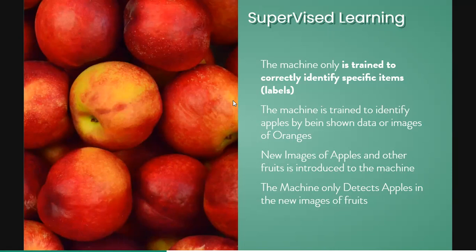So what happens in this process is we show it multiple apples, right? Once it knows the apples, we test it by introducing images of apples and other fruits. And it's able to only detect and pick apples only. So that is one method where we are actually supervising, we are hand holding the machine to learn apples.